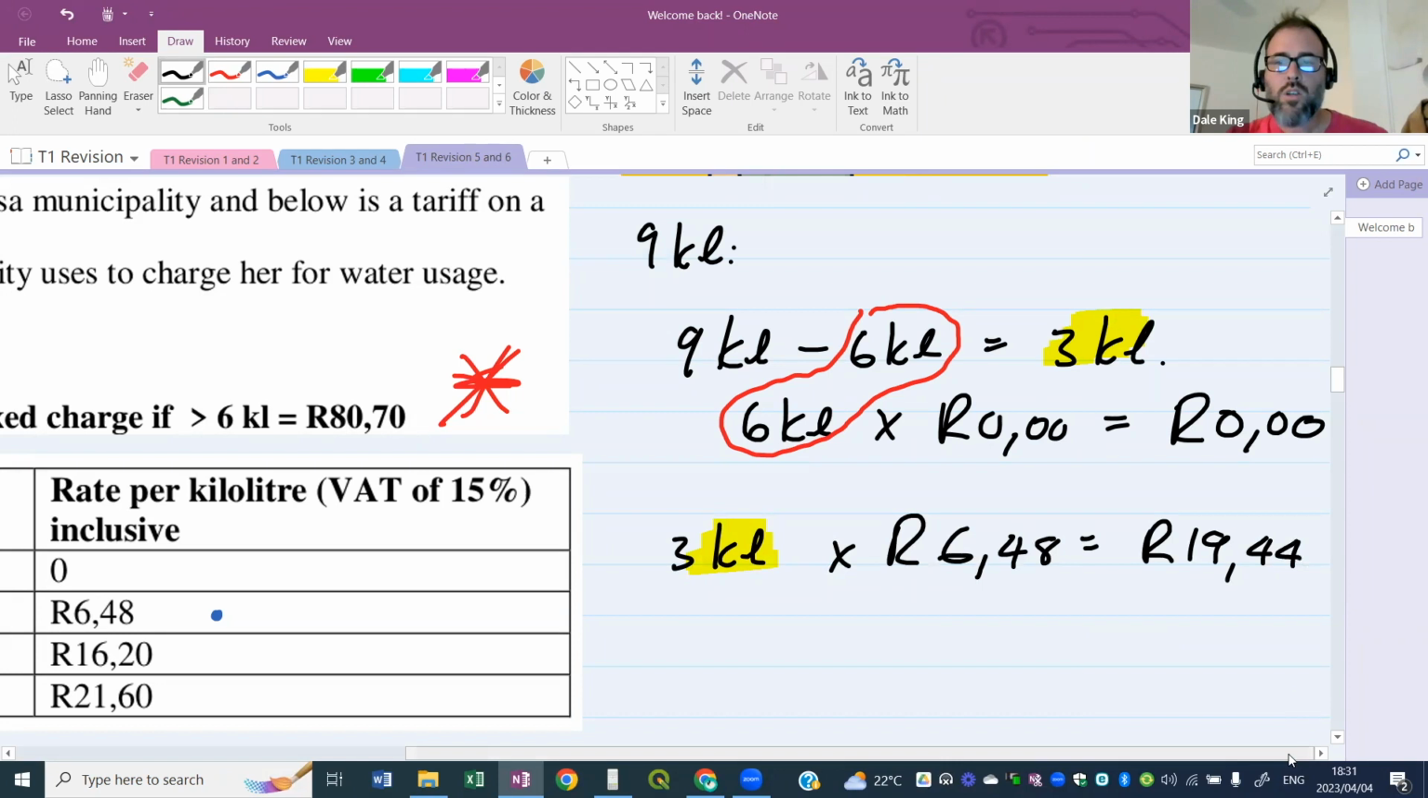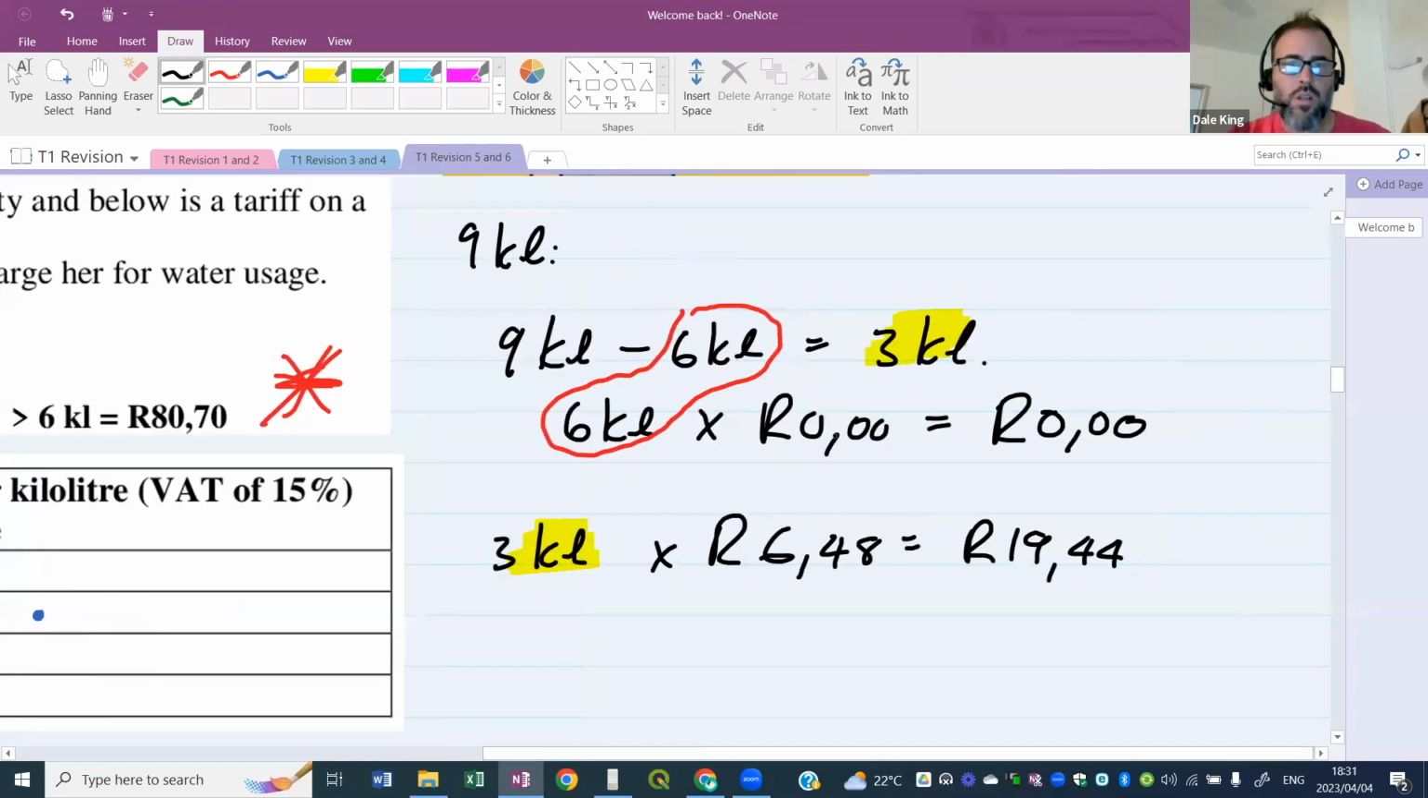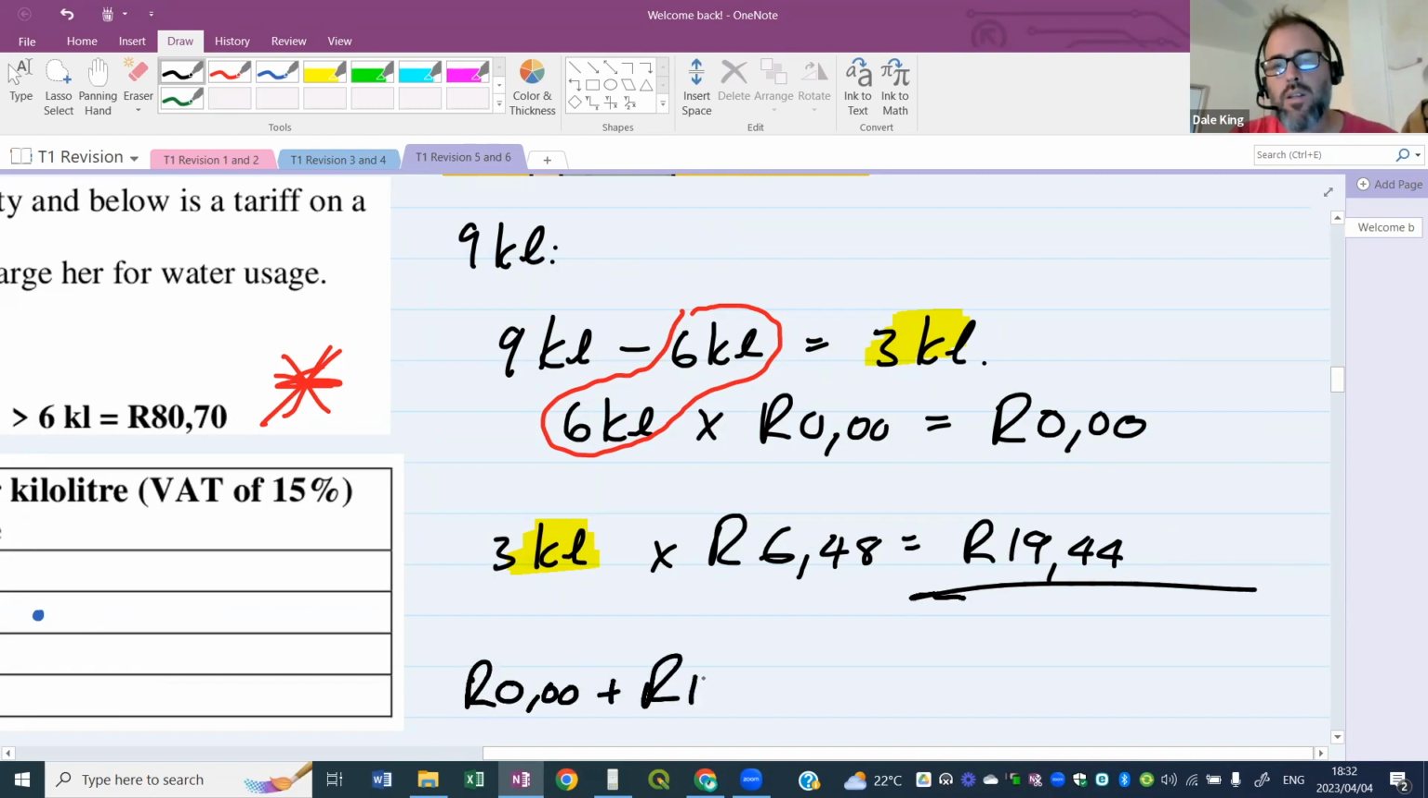All right, so our first 6 kiloliters were charged at 0 cents because they don't get a charge for that. The last 3 that we have remaining must be charged at the second bracket rate, and that gets us a total of 19.44. Now we have to add all these rand values up. I'm going to write it out in full, even though it's 0: 0 plus 19.44 equals 19.44.